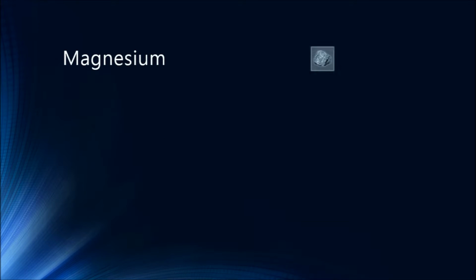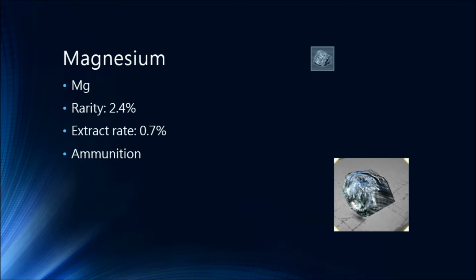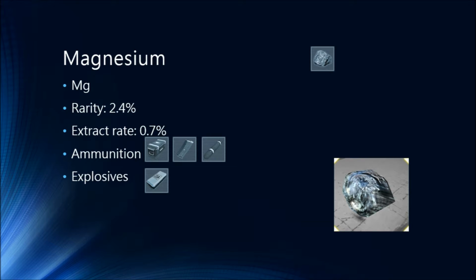Magnesium, labeled Mg on the periodic table, is blue, with a rarity of 2.4% and an extract rate of 0.7%, mainly used in the manufacture of ammunition and explosives. On the Earth where you monkeys lived, there was a technology that burned magnesium for glare, but in the vastness of space, this moment of light is trivial.